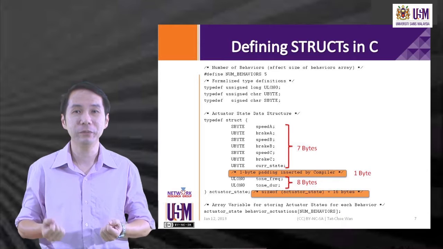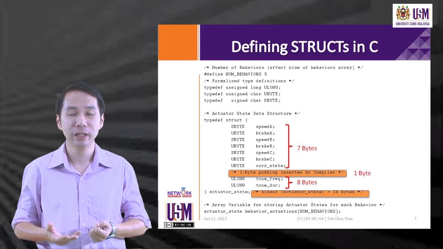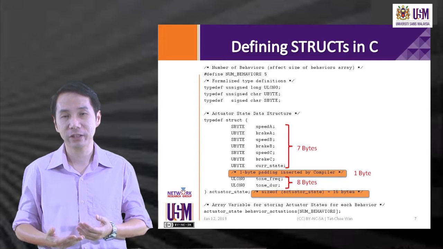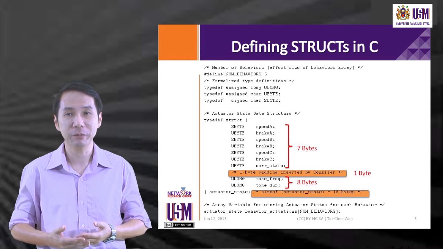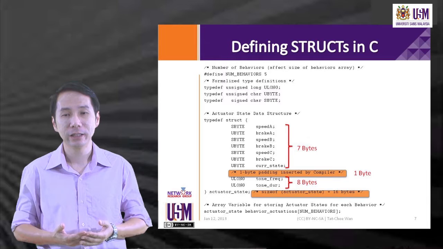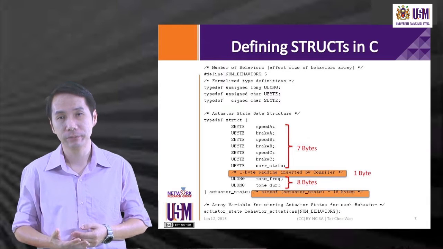Let's look at how much memory one of these structures takes. First of all, we have the various byte-sized variables used for storing the speed and brake information for each motor, as well as 1 byte used to store the current state of the robot's movement. Now this takes up 7 bytes total.